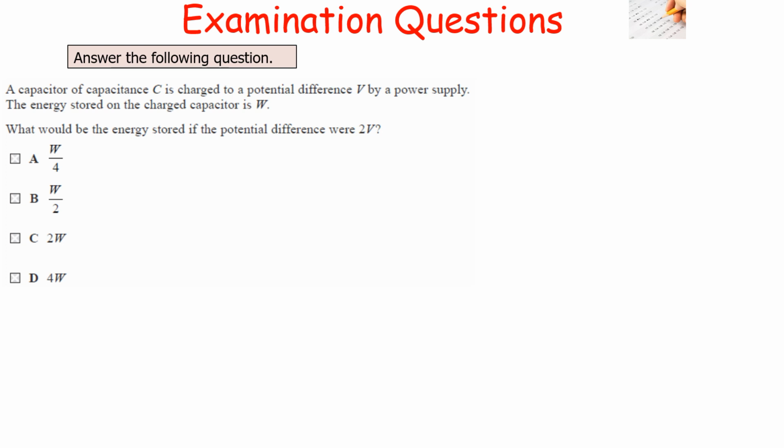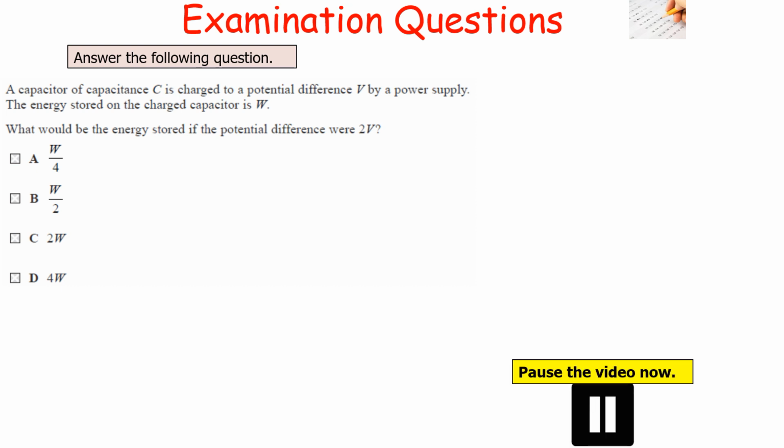So the first question says, a capacitor of capacitance C is charged to a potential difference V by a power supply. The energy stored in the charged capacitor is W. What will the energy stored be if the potential difference were 2V? So pause the video now, then unpause the video when you want to go through your answer.